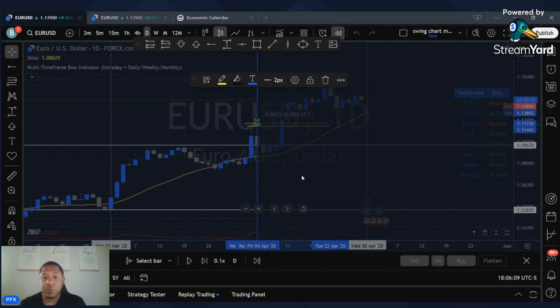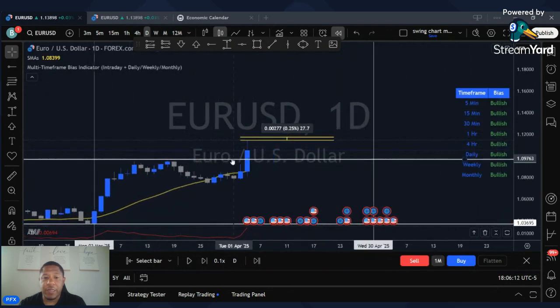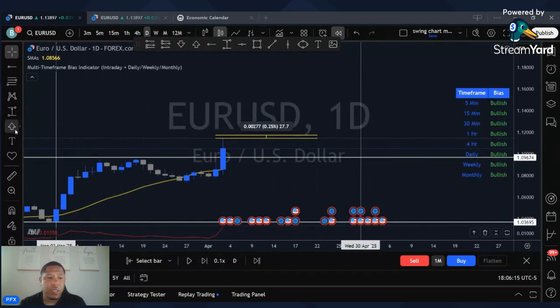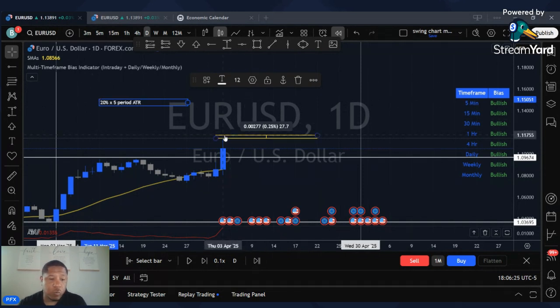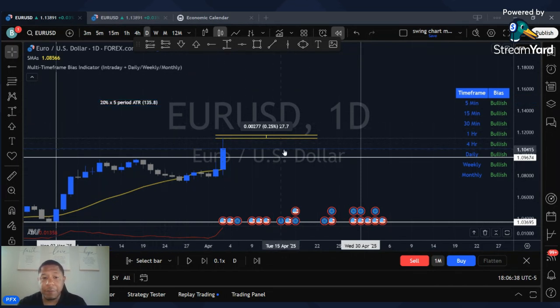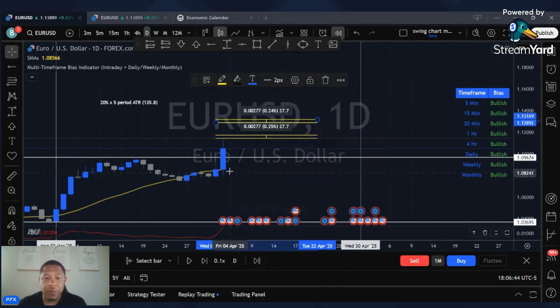All right. So say right here it breaks, and then I want to do a pending order, right? So I'm gonna write this down right here. So you would do 20% times the 5-period ATR. So when I scroll over this, it says 1.1358. So the 5-period ATR would be 135.8 pips, right? You can drop the 8, it doesn't really matter. All right. So from right there, you would do 27 pips above and 27 pips below.